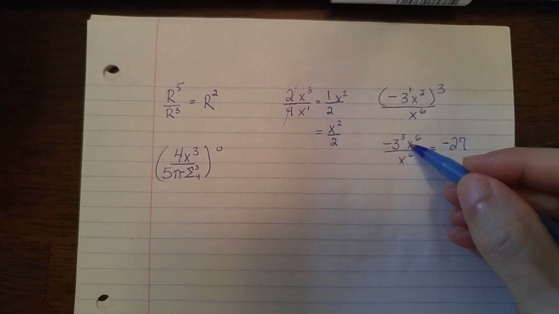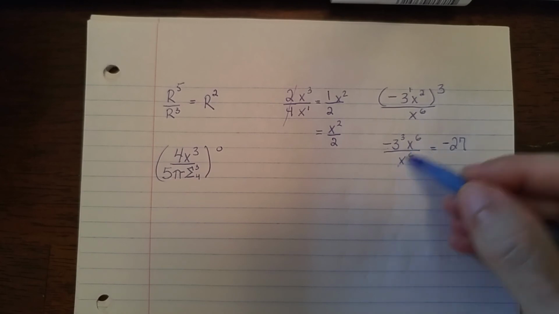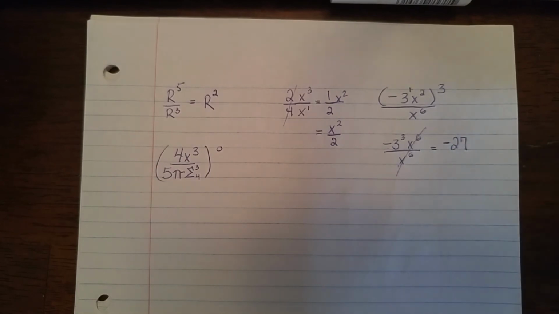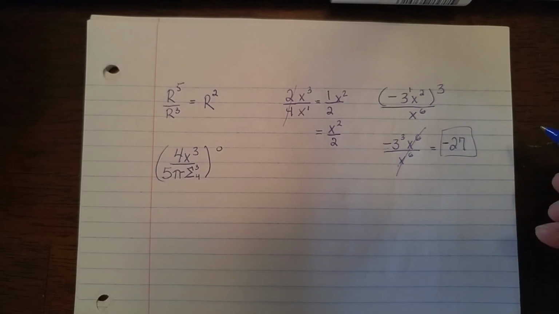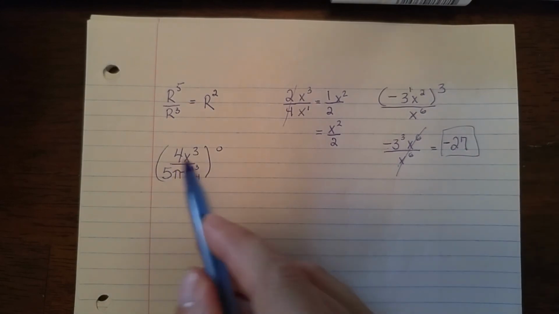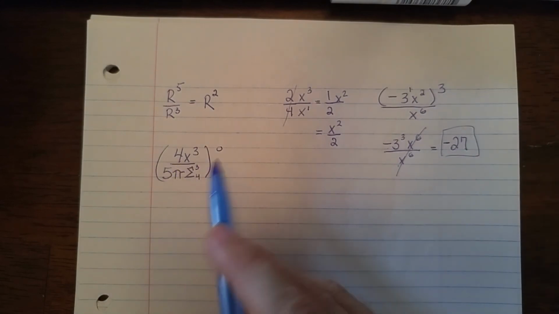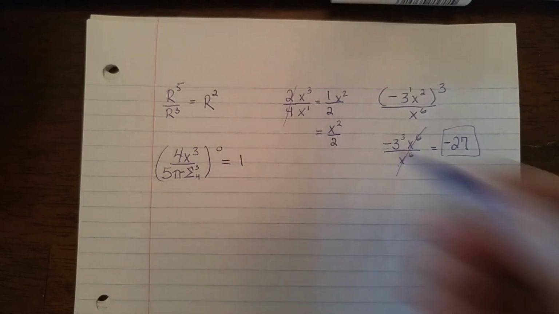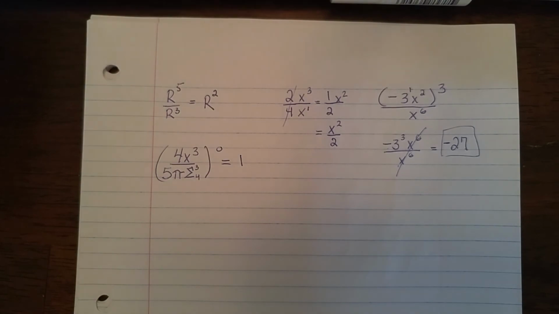Now I've got the same base on top and bottom, an x, 6 here, 6 here. 6 minus 6 is 0. Anything to the 0 power equals 1. It goes away. So there's our answer right there. This one right here, I've got this disgusting looking fraction, but speaking of 0 exponents, anything to the 0 power equals 1. So we're done. If you've got that, you should be set for this lesson.